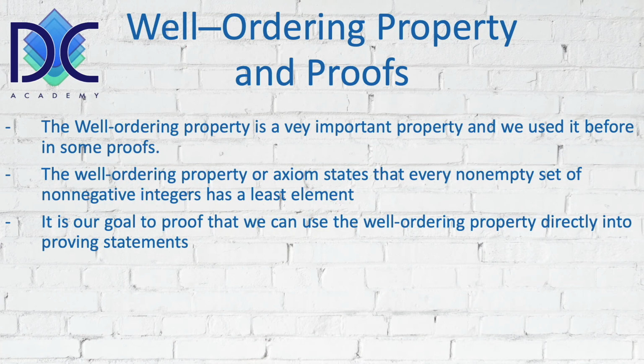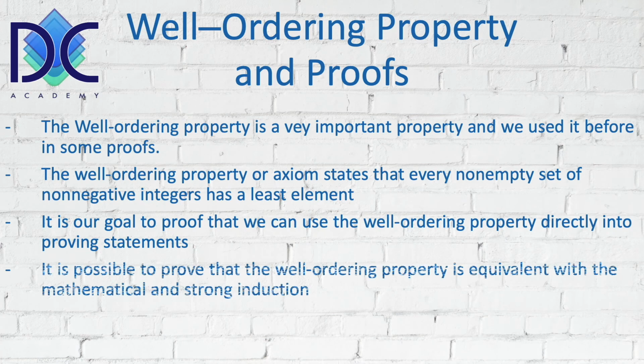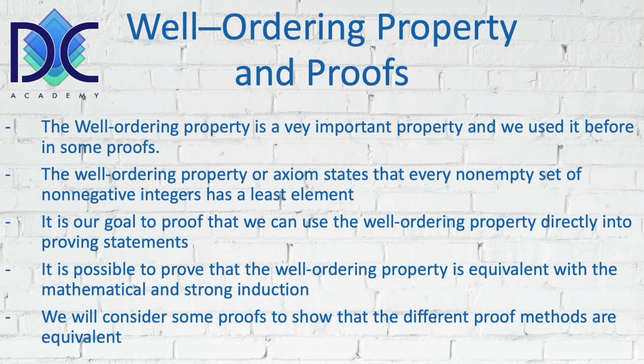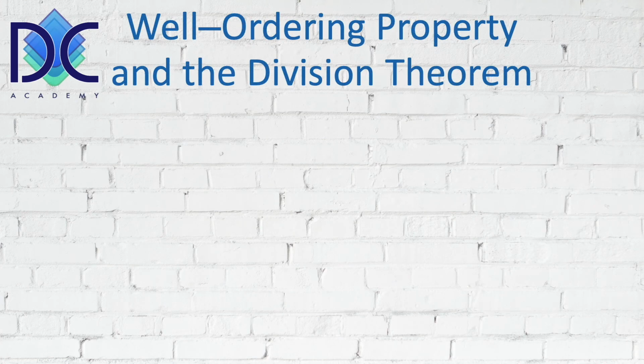Now, when we are going to use the well-ordering property, we can use it to prove certain statements. And we will see that we can use the well-ordering property instead of the mathematical or the strong induction, and that the proofs are in fact valid in all other conditions. Now, it's equivalent with mathematical and strong induction, so we will have another way to prove certain statements. Now, we will consider some proofs, and in those proofs we will show that the different proof methods are really equivalent.